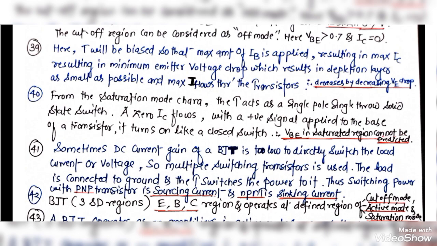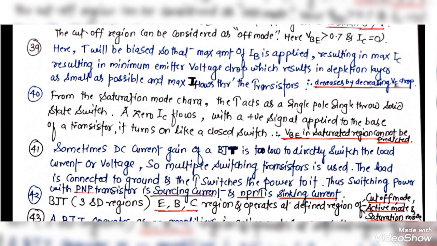Sometimes the DC current gain of a BJT is too low to directly switch the load current or voltage. So multiple switching transistors are used. The load is connected to the ground and the transistor switches the power to it. Thus switching power with a PNP transistor is sourcing current and an NPN transistor is sinking current.